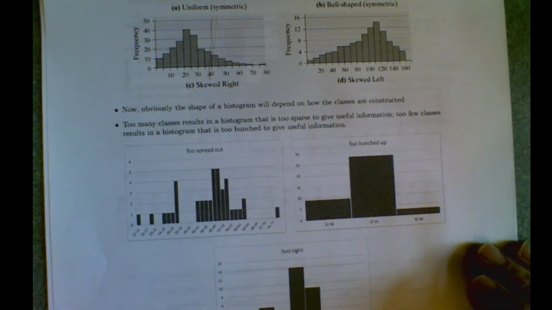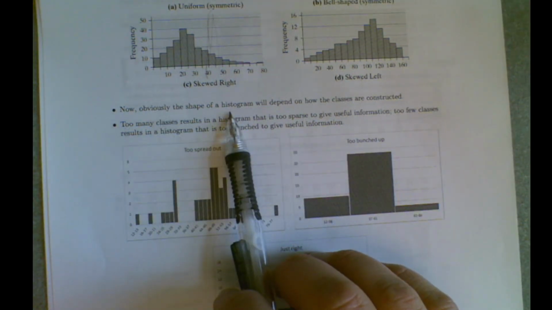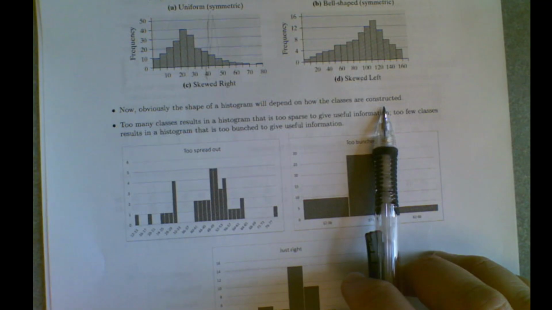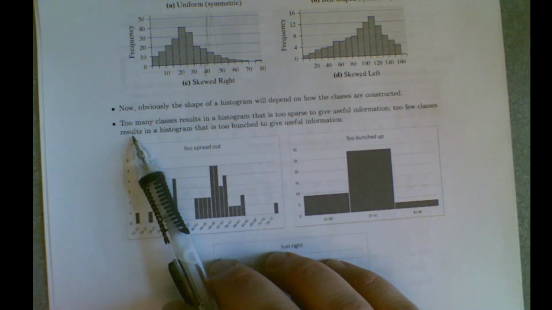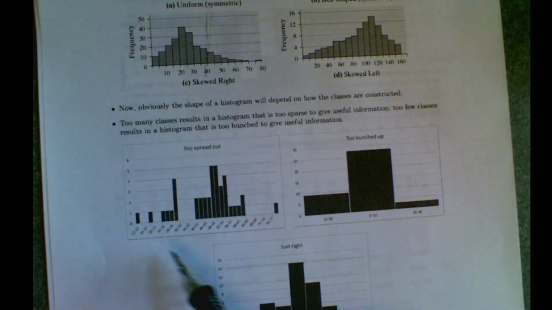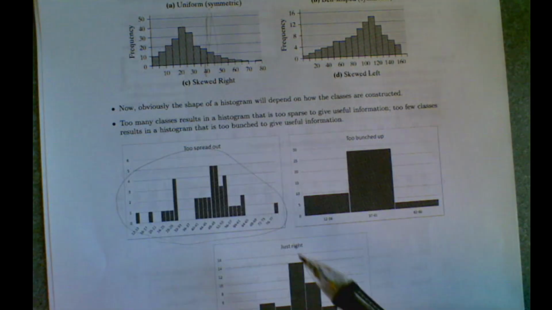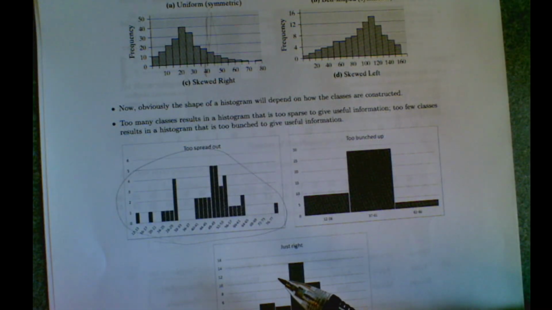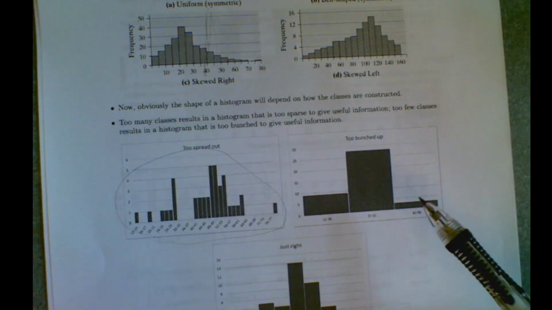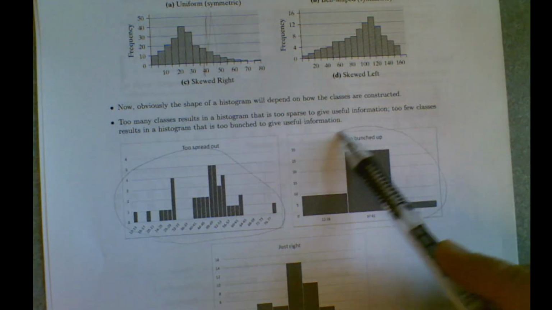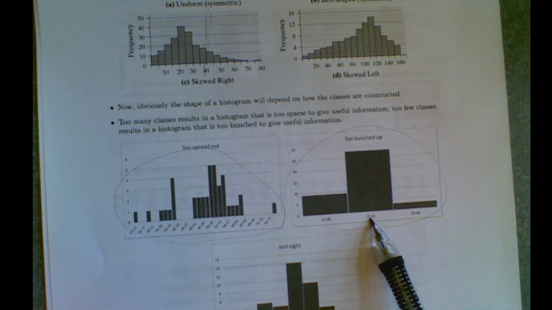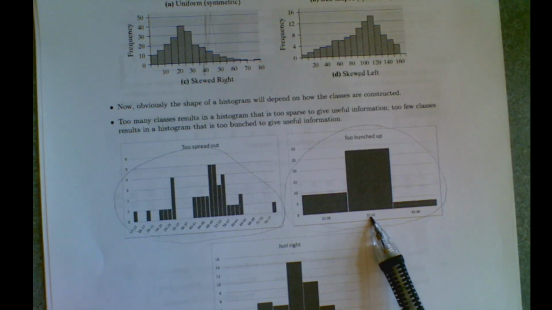So one little thing to mention as far as the shape of the distribution is concerned is that the shape of a histogram is going to depend on how you constructed your classes. Too many classes are going to result in a histogram that's too sparse to give very good information, like this example. Too few classes will result in a histogram that's too bunched up to give us very useful information. So sometimes you have to play around with your class widths a little bit in order to get a good picture.